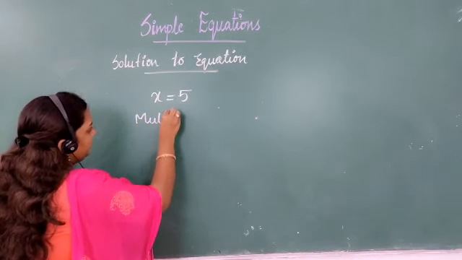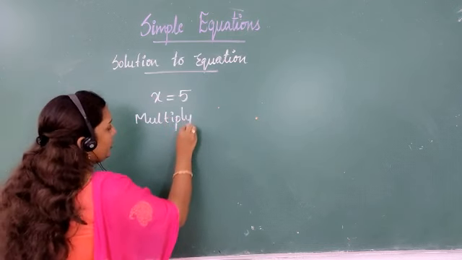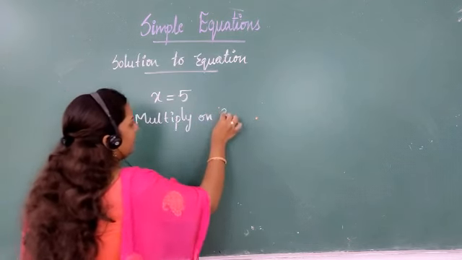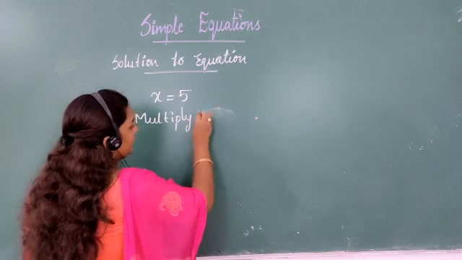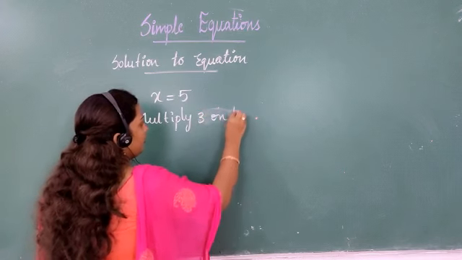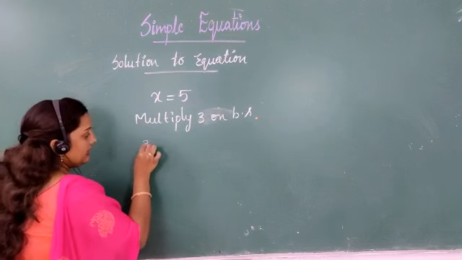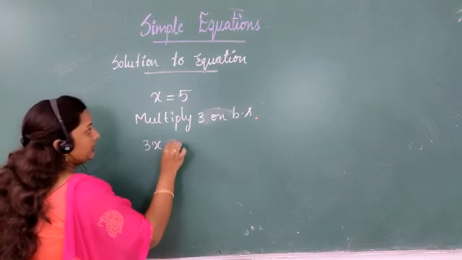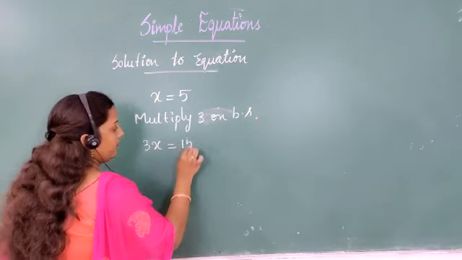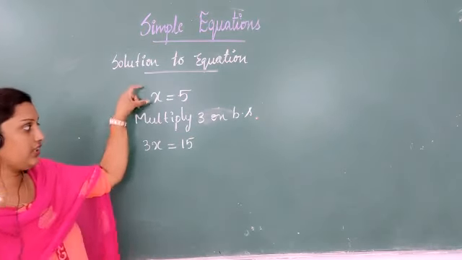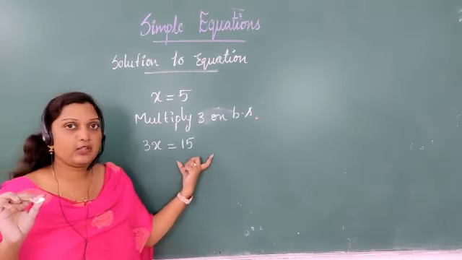So what I will get? You can do anything, multiply 3 on both the sides. What you will get? 3 into x is 3x, 3 into 5 is 15. Okay. This solution got converted to 3x is equals to 15.